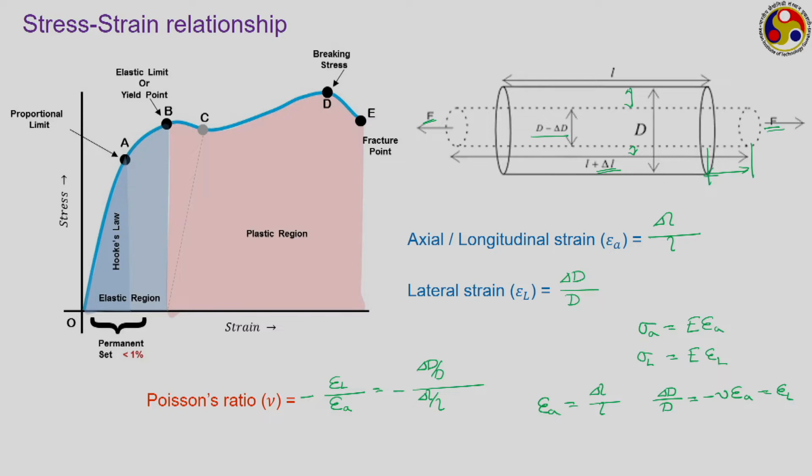Therefore, using the idea of Poisson's ratio, just one of the strains is sufficient to represent the other one as well. Now, let us move to a more general situation where not one, but two different directions have forces applied. For that purpose, let us initially consider a small rectangular block. Here we are restricting ourselves to 2 dimensions initially. So, let us say this direction is x, this direction is y.